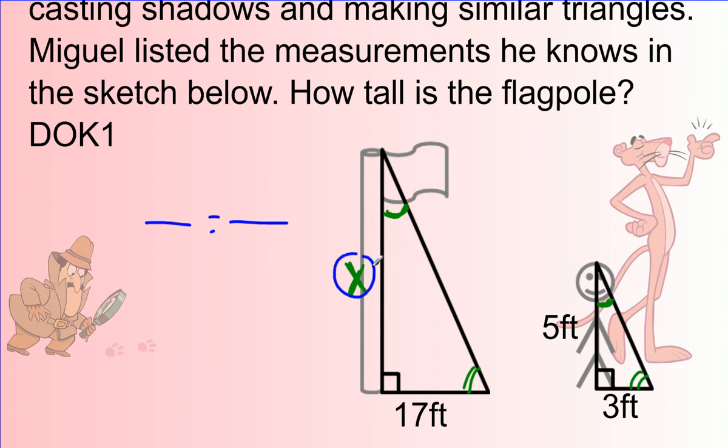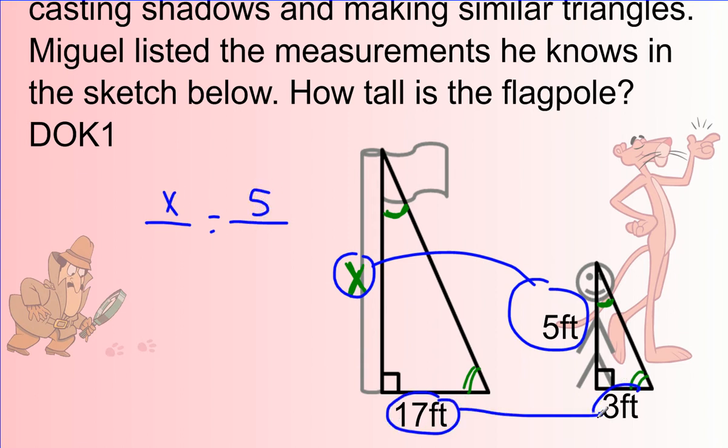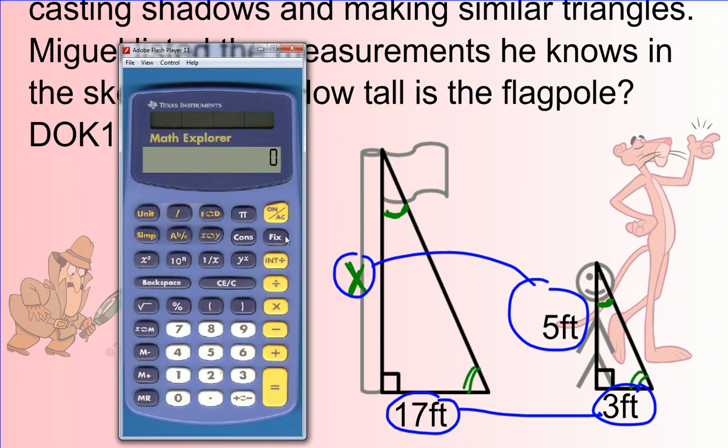So 5 corresponds to x. X corresponds to 5, 17 corresponds to 3. And if I cross multiply here, 3 times x is 3x. 5 times 17 is 85. 5 times 17.